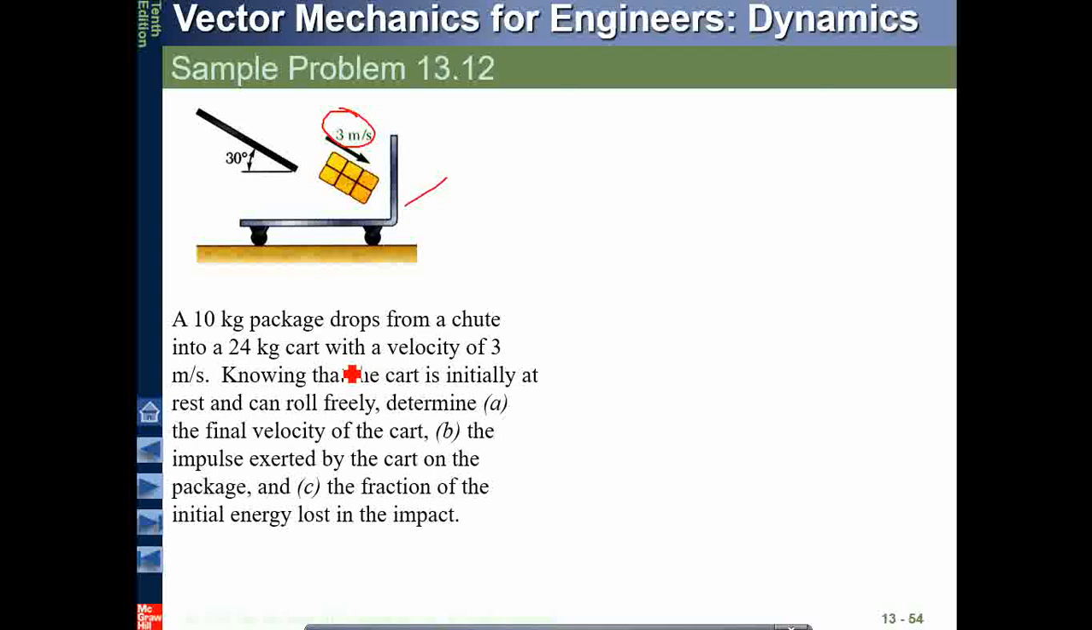A package is dropped on this cart at a velocity of 3 meters per second. Now this cart is initially at rest and can roll freely on the ground. Find out the final velocity of the cart.